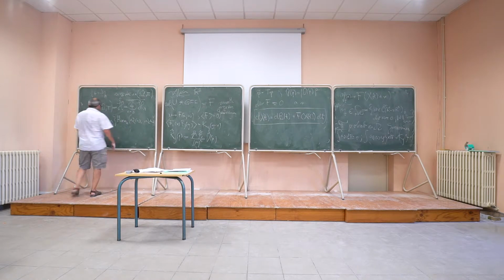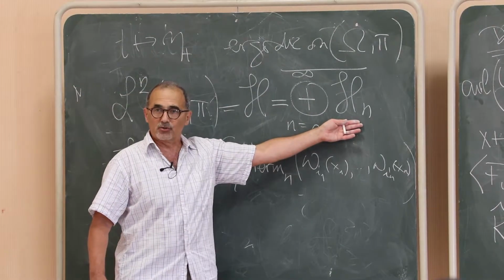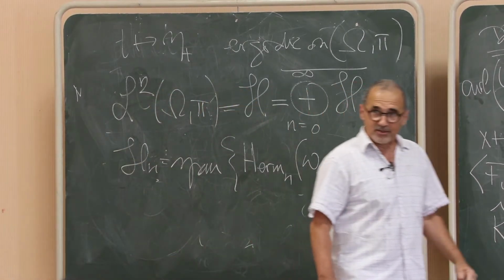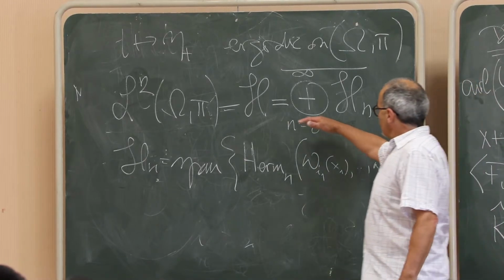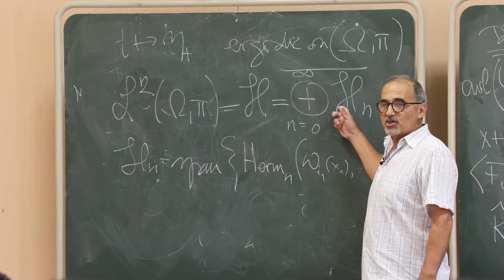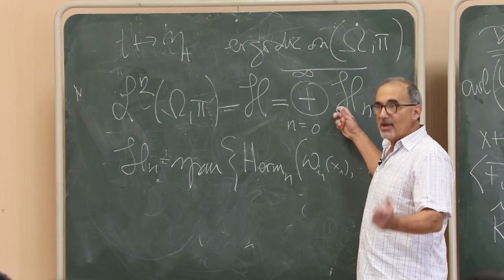And by Gram-Schmidt orthogonalization, you see that these H sub n's are orthogonal to each other. That's why Hermite polynomials are interesting, right? So this is an orthogonal decomposition. All these spaces are infinite dimensional, except H0. H0 is just the constant functions. The rest are infinite dimensional.